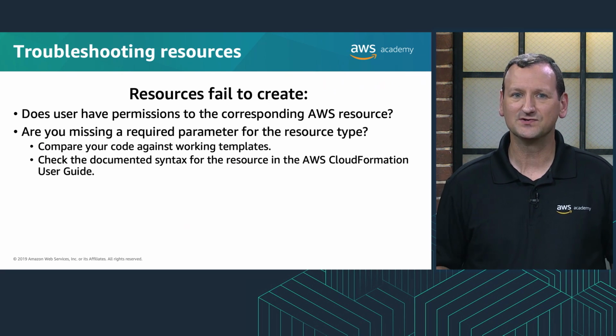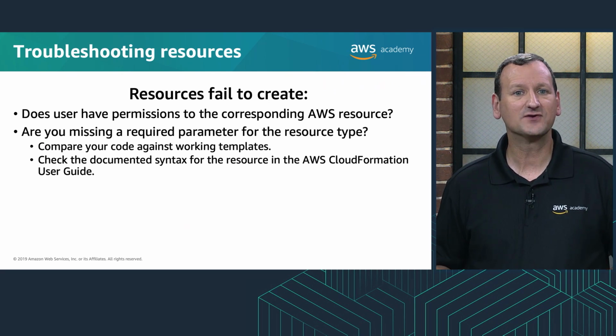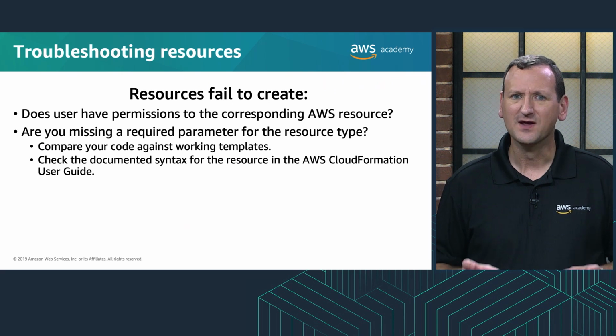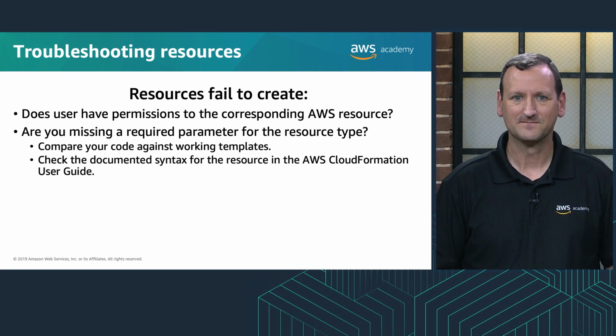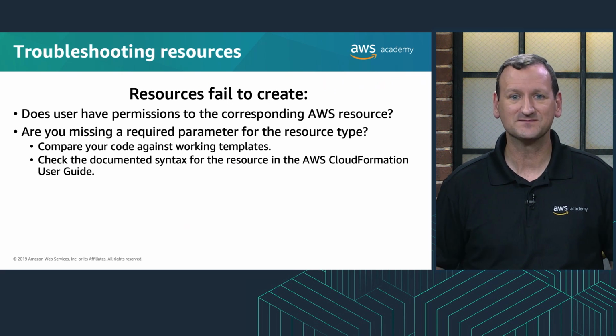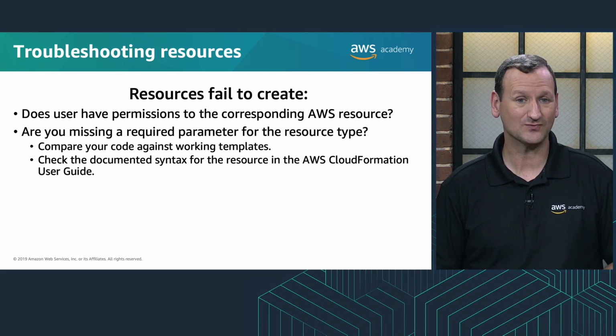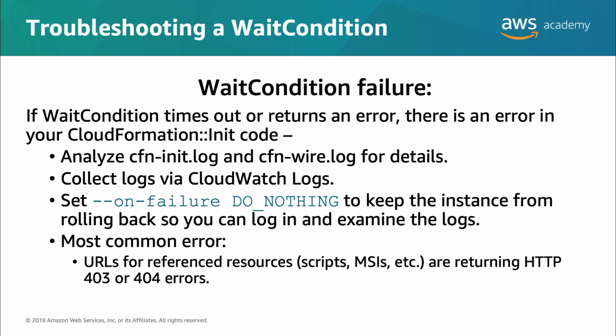The easiest way to do this is to look in the JSON or YAML code section in the template where you specify the resource. Then, compare that code against the code that creates the same type of resource and that is known to work. Recall that wait conditions are often used when EC2 instance resources are created. If a wait condition times out or returns an error when you try to create your stack, there is an error in your CloudFormation init code.